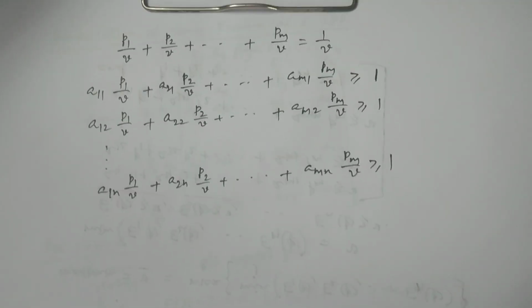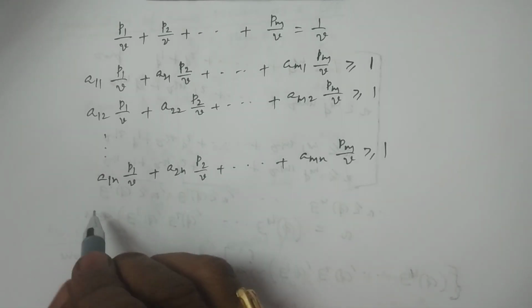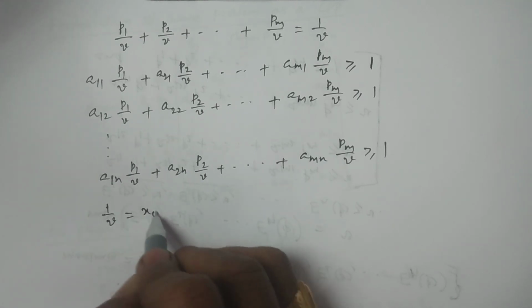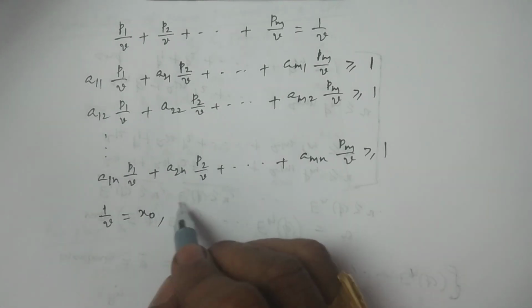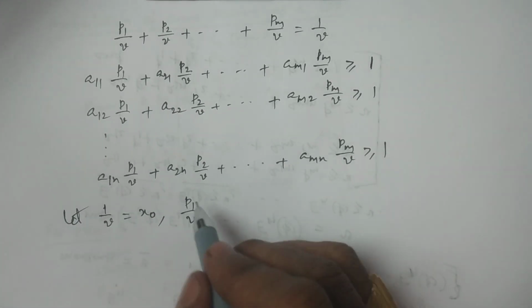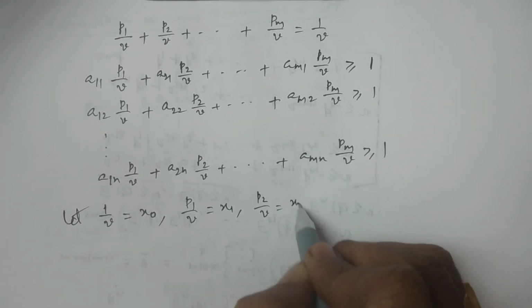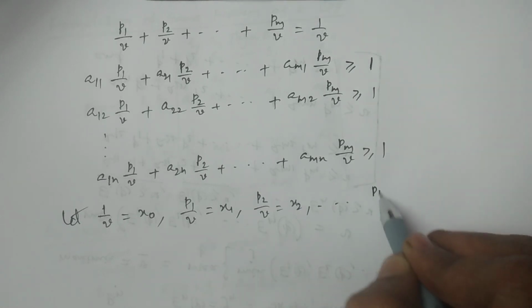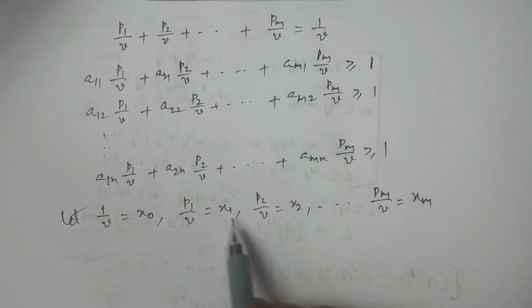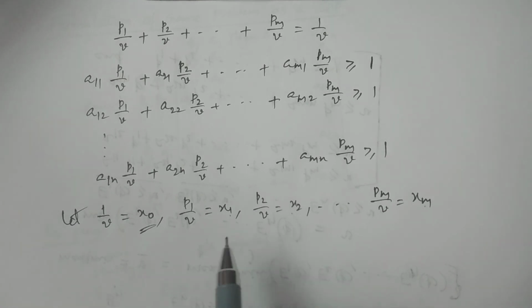In this entire set of equations and inequations, if you consider for example 1 by mu equal to x0, and P1 by mu, let us consider, we are assuming the values, P1 by mu let it be x1, and P2 by mu let it be x2, and so on, Pm by mu let it be xm. So there are m variables. I am considering x1, x2, and so on up to xm, and x0 is the value I consider in the objective function.